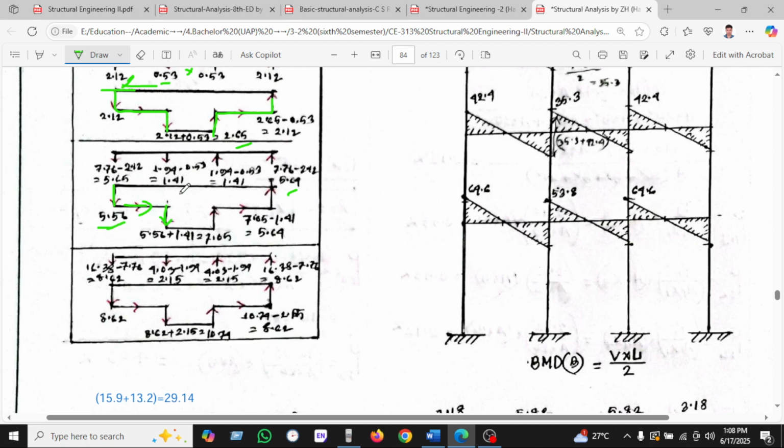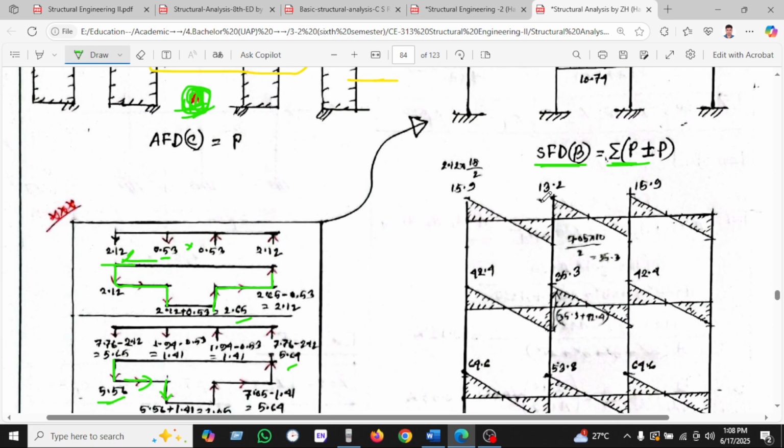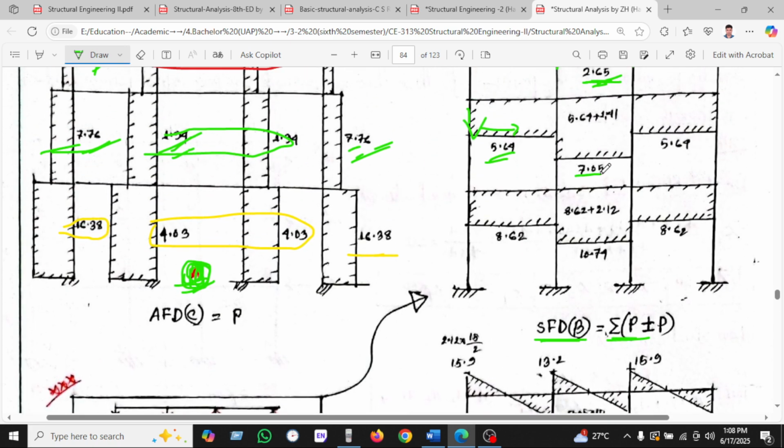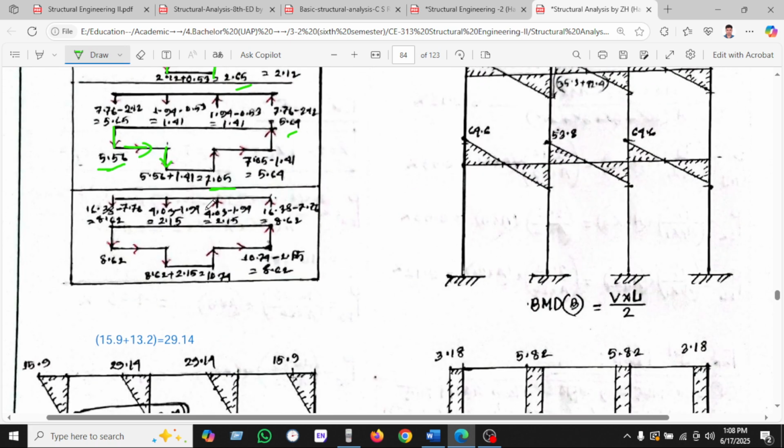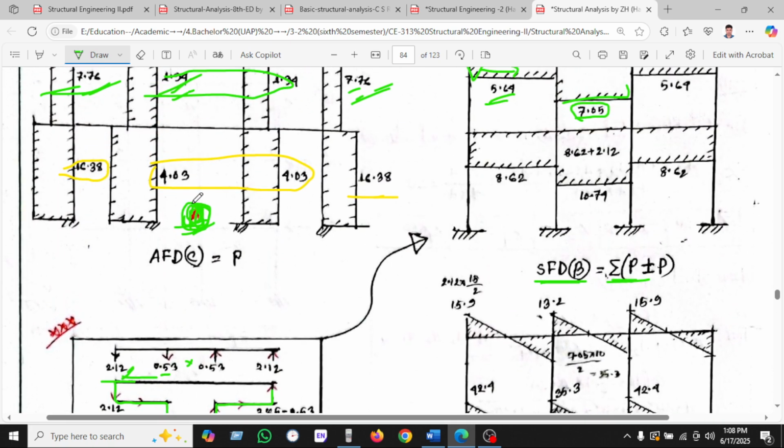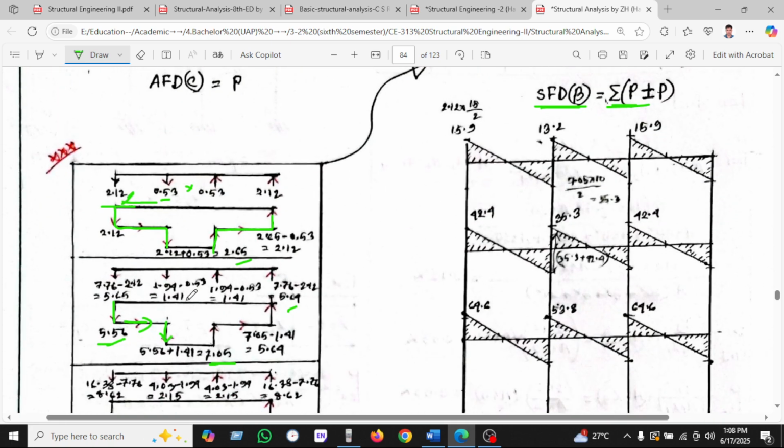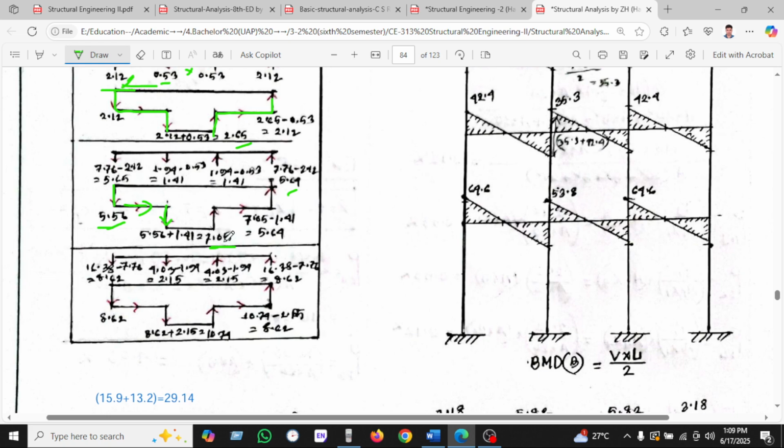5.56 plus 1.41 will be 7.05. That's why it will be 7.05, and then it will go upward. Why upward? This is the CG, that's why it will go upward. So 7.05 minus 1.41 will be 5.76. So 5.76 is here, and it will go on upward also.